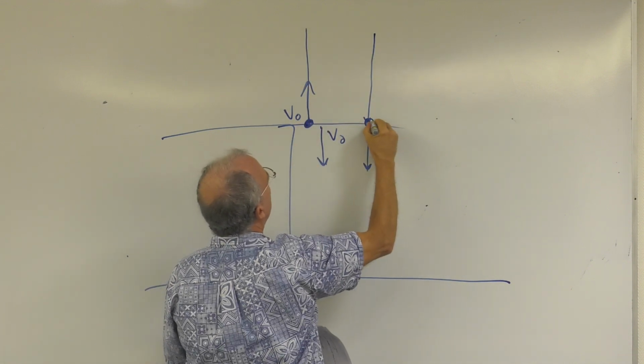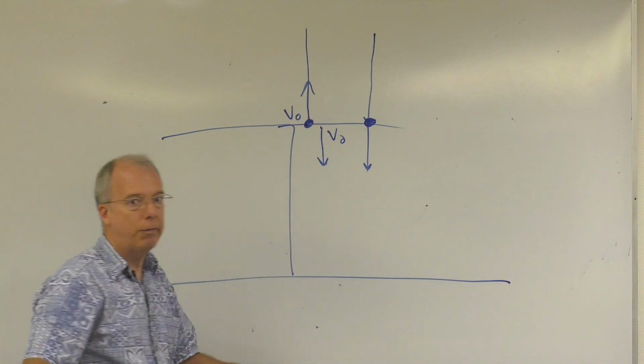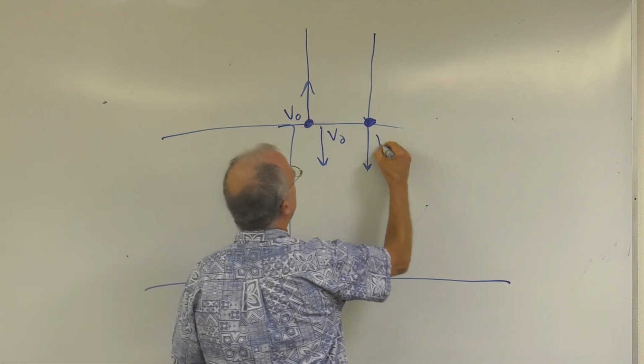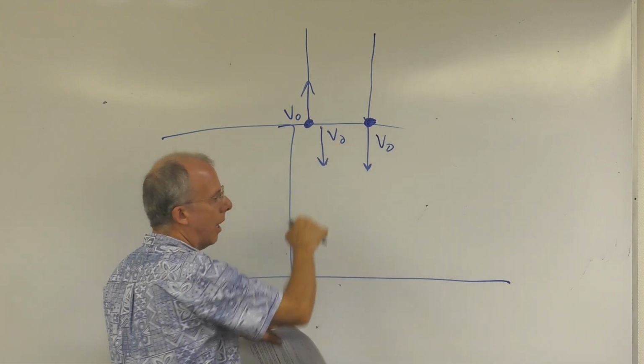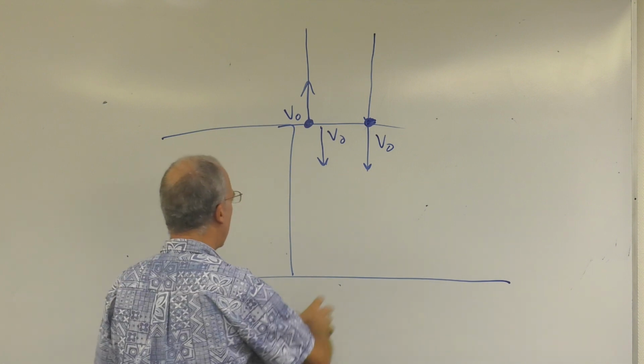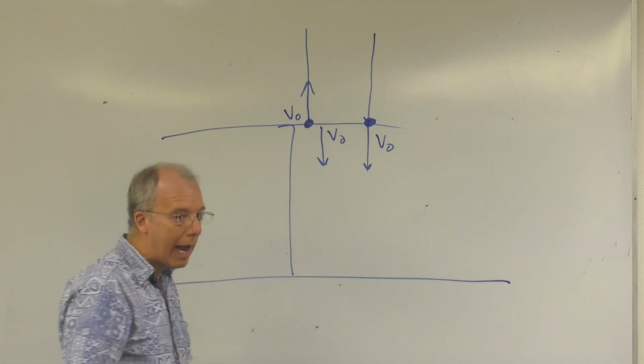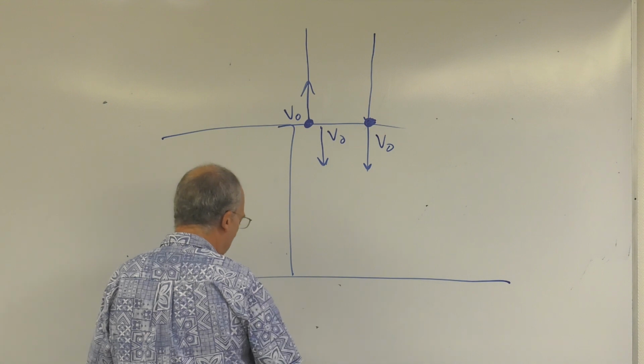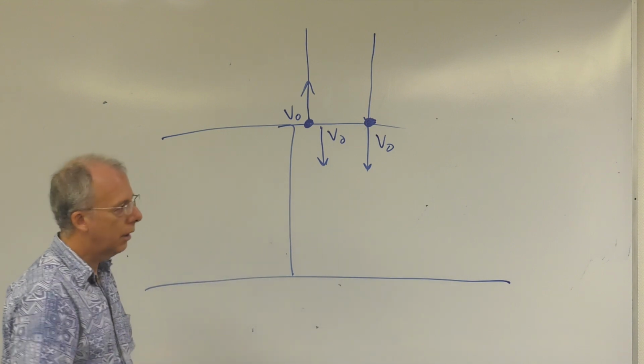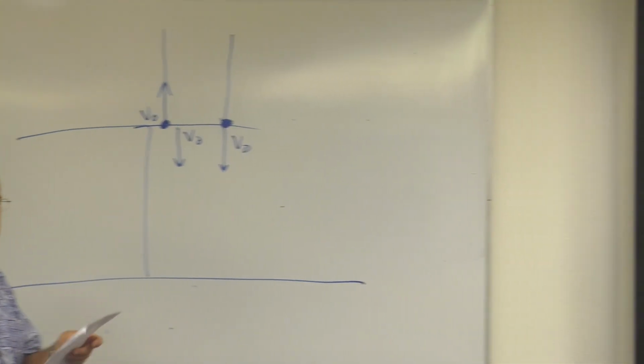So what's going to be the speed right here? v0. It's going to be exactly the same speed as this guy. Therefore, when they hit the ground, they're going to hit at different times, obviously, but what's going to be true about their speeds? They're going to be exactly the same.